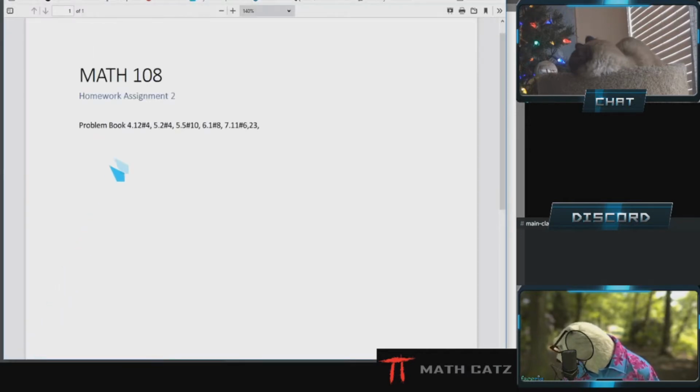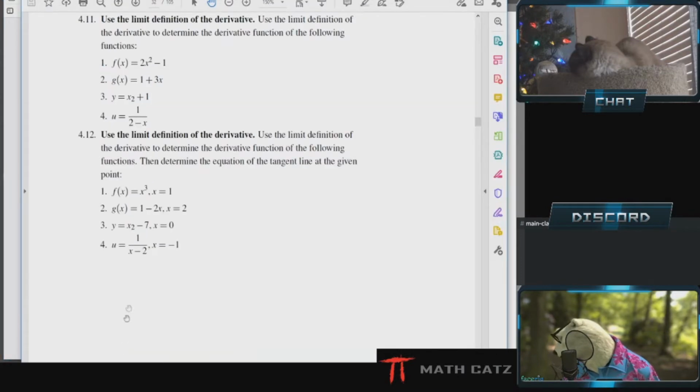All right, let's get this started. Homework 2. So let's just see here. What is the first homework question? 4.12, number 4. So anyway, let's read first.